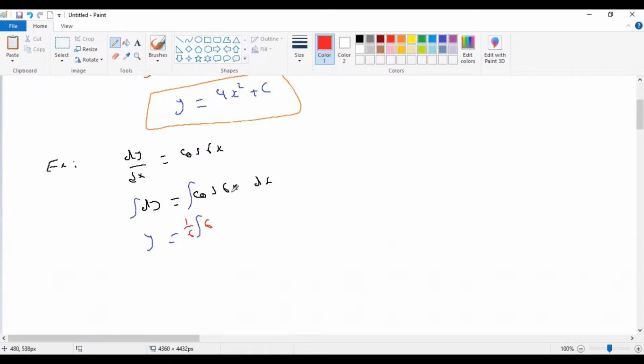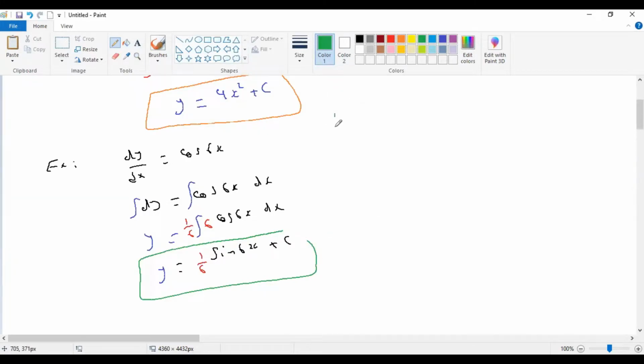The derivative of 6x is 6. So now we have cosine 6x times 6 dx. The answer for the integral of cosine u du is sine u plus c, and before the integral we have 1 over 6. So that means the solution is y equal to 1 over 6 sine 6x plus c. This is the answer.